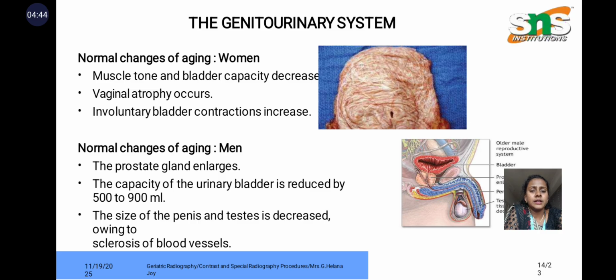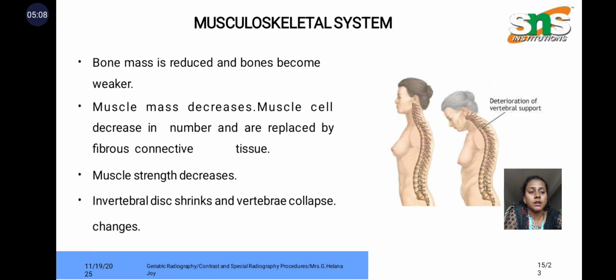In the genitourinary system, changes differ between male and female. In females, muscle tone and bladder capacity decrease, vaginal atrophy occurs, and involuntary bladder contraction increases. In men, the prostate gland becomes enlarged. The capacity of the urinary bladder is reduced from 500 to 900 ml. The size of the penis and testis decreases owing to sclerosis of the blood vessels.